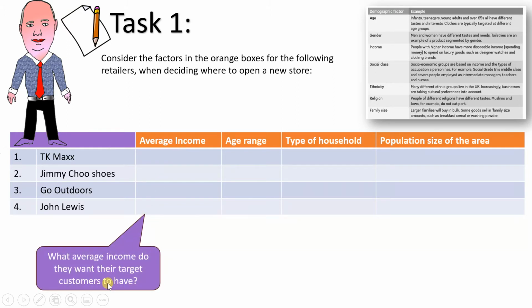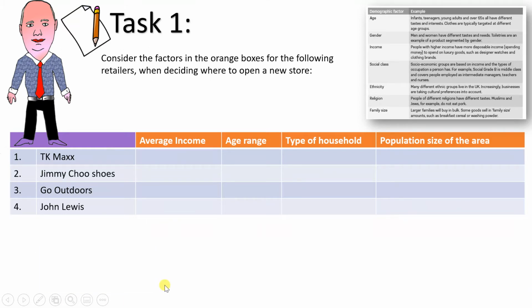This question should help you get your head around what you need to do. We need to think of the average income TK Maxx want their target customers to have. So you've got to think about the types of products they have and what's sold in there, and then you have a desired target market, a desired customer's income that they want. Moving along then, we've got the age range.